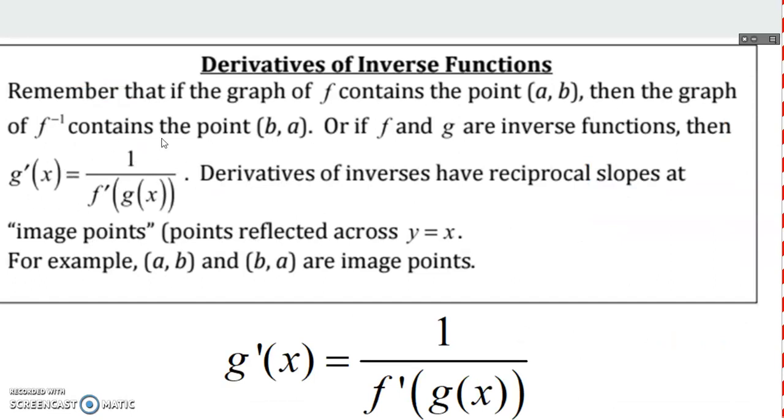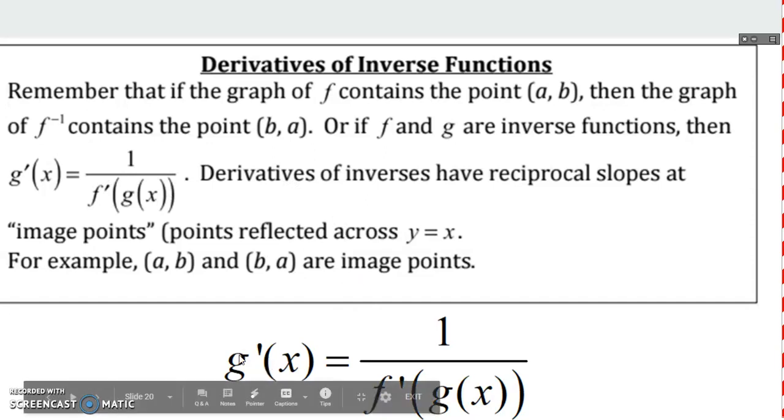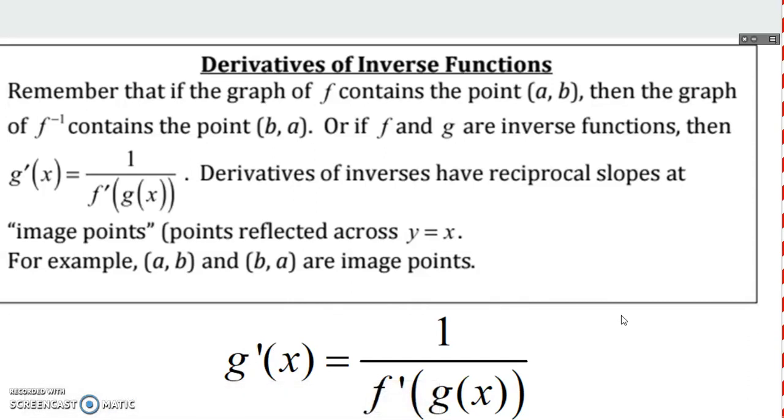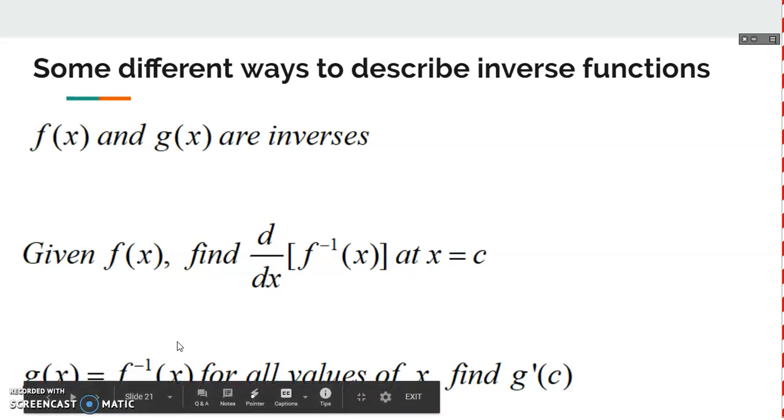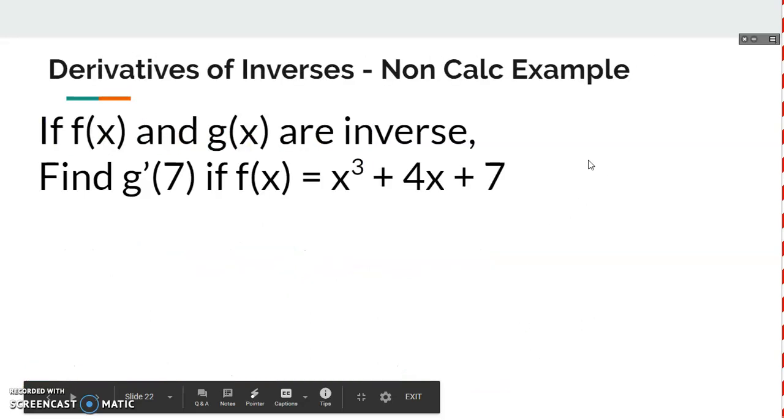This is the formula you're going to want to remember and be able to apply. So if f and g are inverses of each other, and you want to know the derivative of the inverse, you do 1 divided by f prime of the inverse. So let's look at a couple of examples. And before we do that, let's talk about different ways the AP exam would describe this. So they might say f and g are inverses. They might say given f, find the derivative of the inverse at a value. They might say g is equal to f inverse for all values of x. Find the value of g prime, something like that.